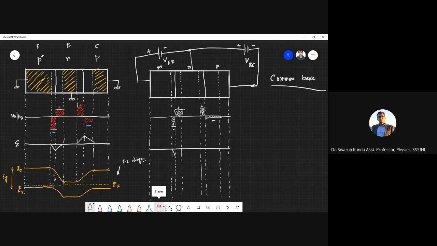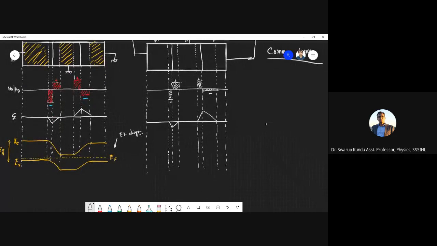Then the unbiased one. Whereas in reverse bias condition, this electric field increases, right? Junction electric field. They are not to scale, but again. So let's draw the energy band diagram now.